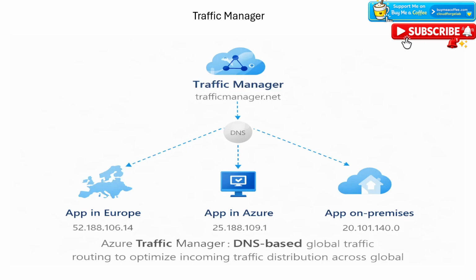Azure Traffic Manager is a DNS-based traffic load balancer, and it operates at level 7 of the OSI model. Now, the primary job of Azure Traffic Manager is to distribute traffic to public-facing application endpoints across multiple Azure regions or even outside Azure. So it's not necessary to have your endpoints within Azure. It can be your on-premises application as well.